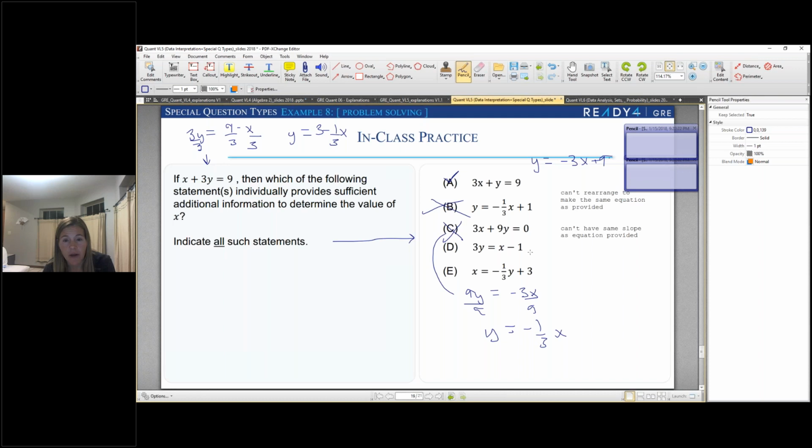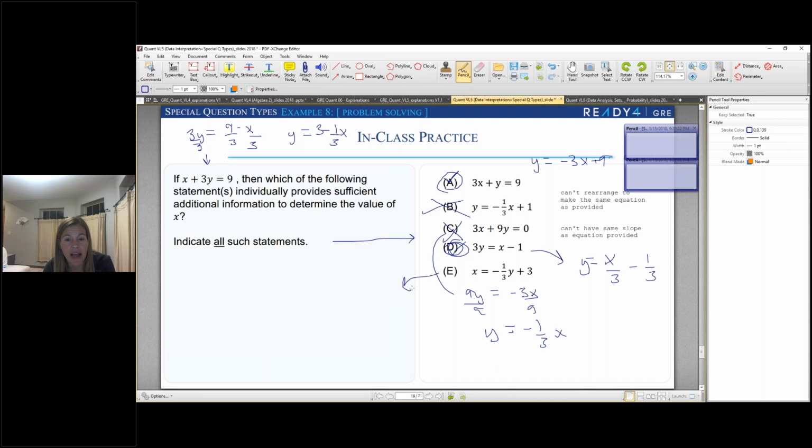This one here, we take 3y is equal to x minus 1. Y is equal to x over 3 minus 1/3. This is a positive 1/3 x, so that's okay. We can live with this one. So far we've got A and we've got D as our answers.